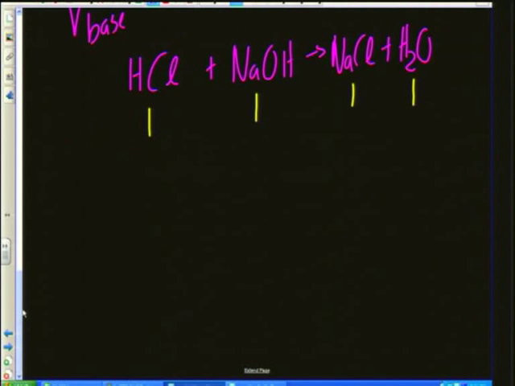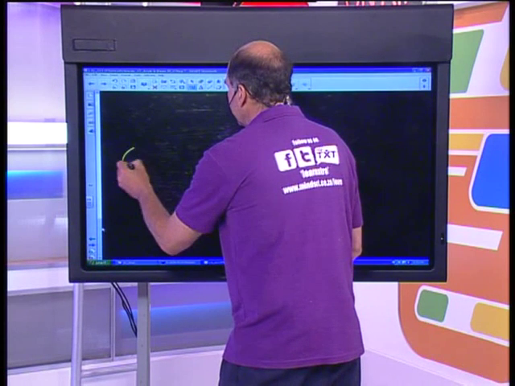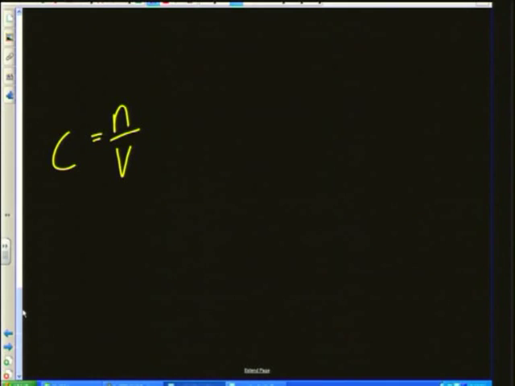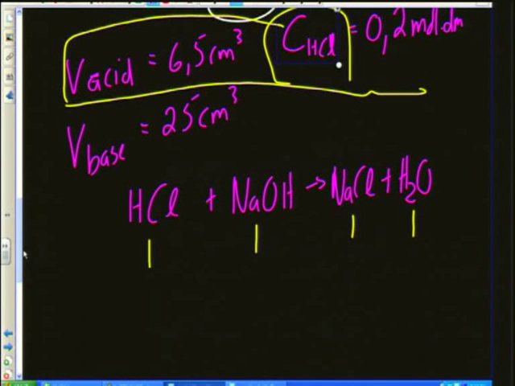So let's go and try it. I'm going to just leave that up there for the moment. I'm going to remind you that concentration is the number of moles divided by the volume, and we're wanting to work out the number of moles of acid. So I'm going to substitute in, first of all, 0.2 is equal to the number of moles, which I don't know, over the volume. What was the volume given? It was given as 6.5 centimeters cubed.